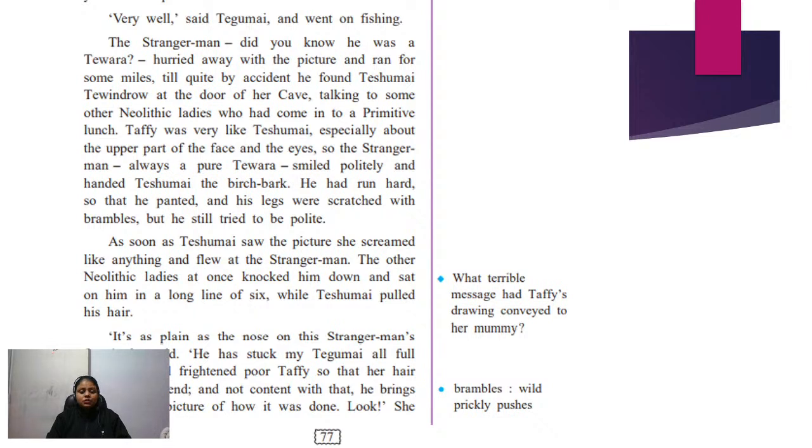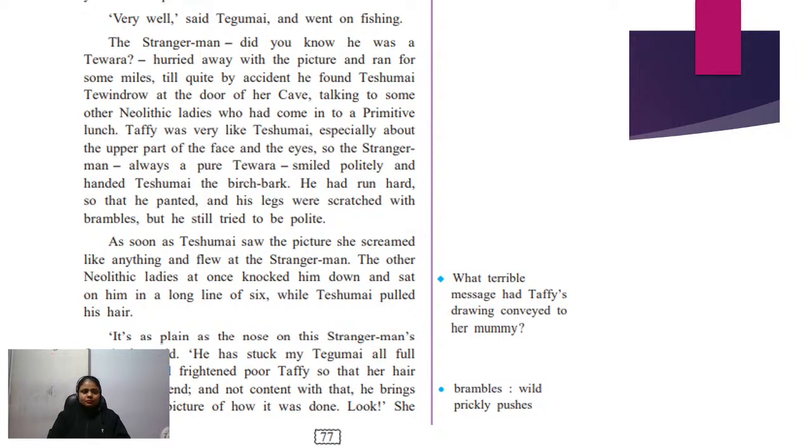He had run hard, so that he fainted, and his legs were scratched with brambles, but he still tried to be polite. As soon as Teshumai saw the picture, she screamed like anything and flew at the stranger man. The other Neolithic ladies at once knocked him down and sat on him in a long line of six, while Teshumai pulled his hair. "It's as plain as the nose on the stranger man's face," she said. "He has struck my Tegumai all full of spears, and frightened poor Taffy, so that her hair stands all on end. And not content with that, he brings me a horrid picture of how it looks."